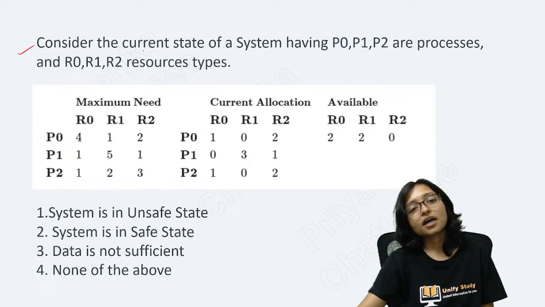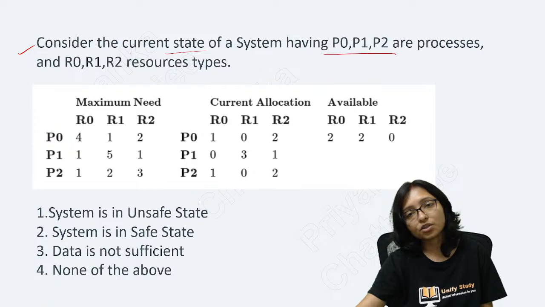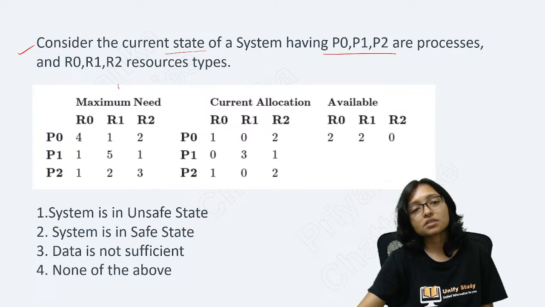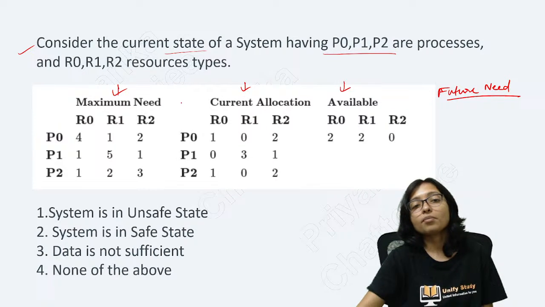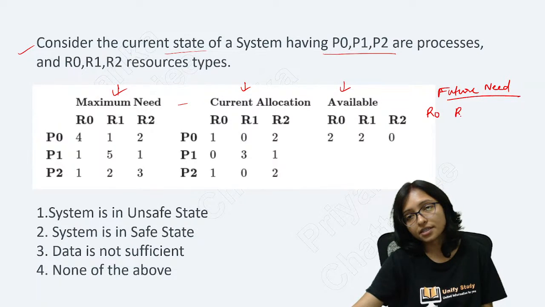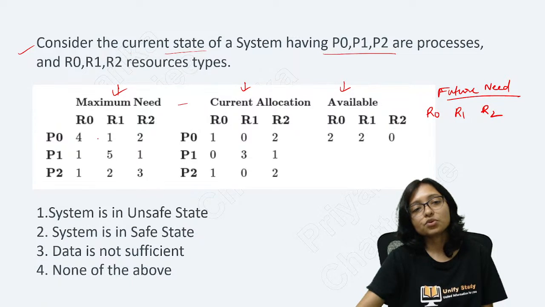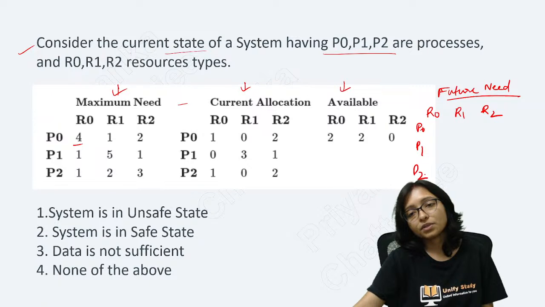So here consider the current state of system P0, P1, these are given. This is maximum need, this is current allocation, this is availability. So I have to find the future need. How to do it? Maximum need minus current allocation. For R0, R1, R2, what is my future need? P0 future need is 3 minus 1, that is 3, 1 minus 0, that is 1, then 2 minus 2, that is 0.